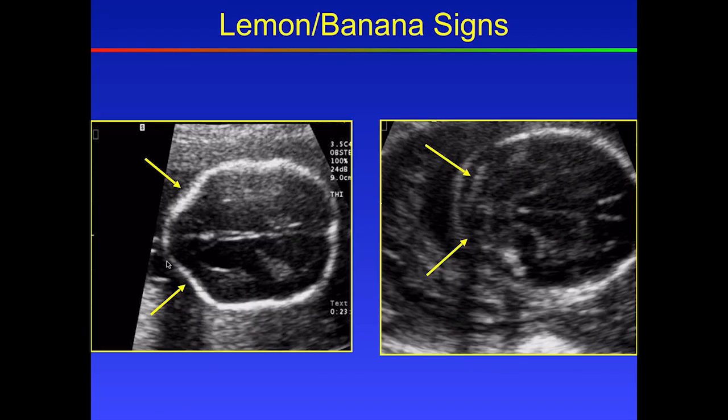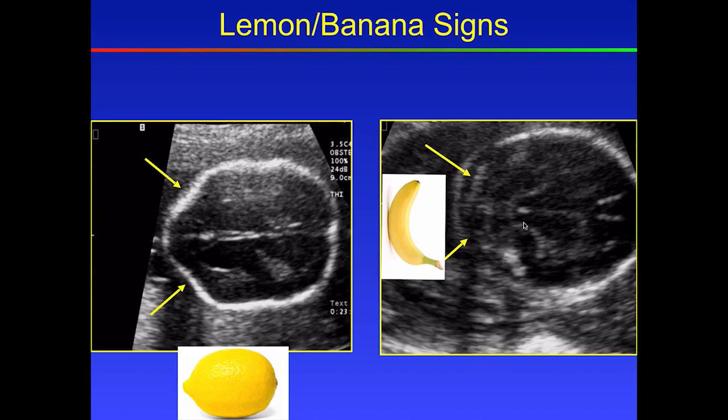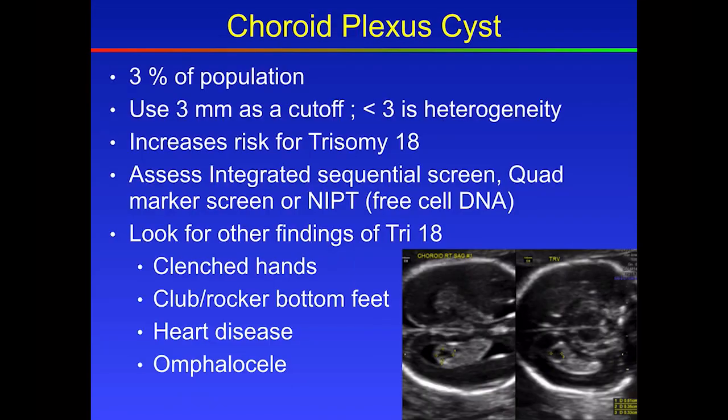So here we have that lemon sign with the flattening of the parietal bones. We have the ventriculomegaly with the shrunken choroid down here. And then we also have the banana sign with the cerebellum curving around like this and no cisterna magna there at all.